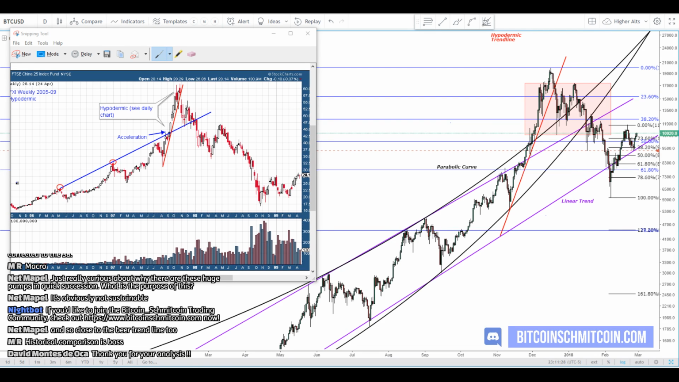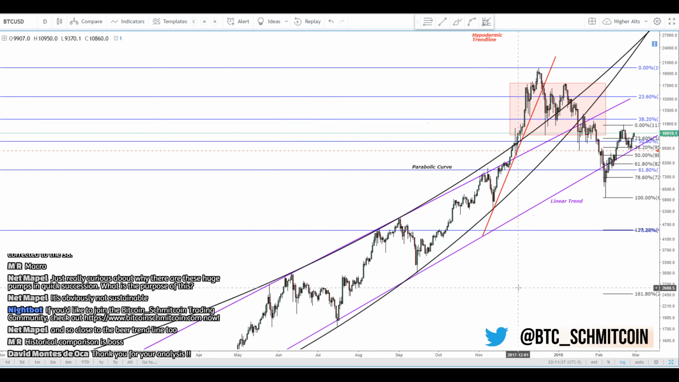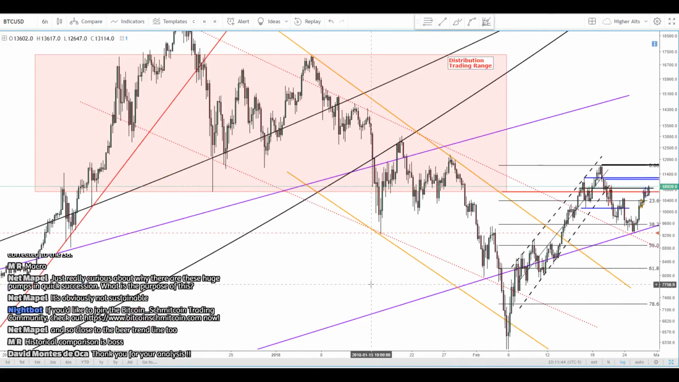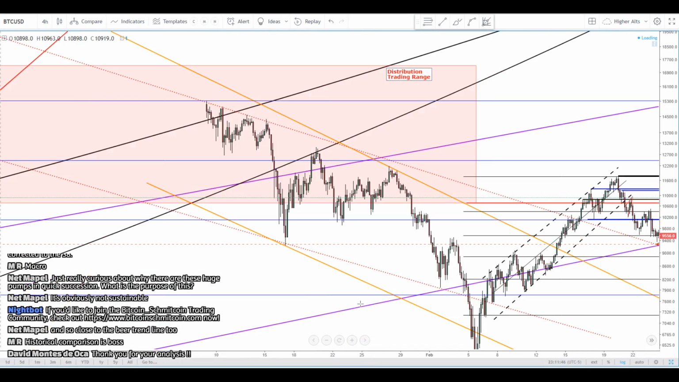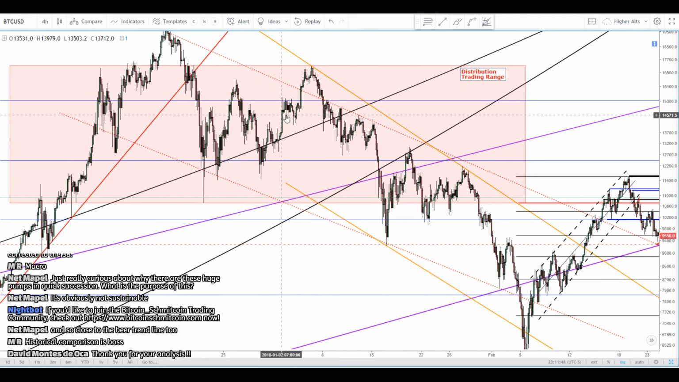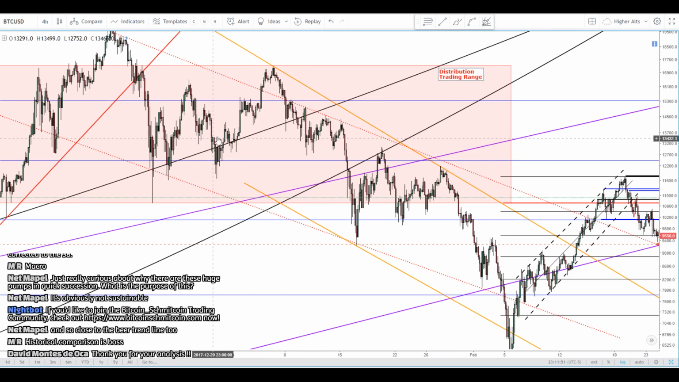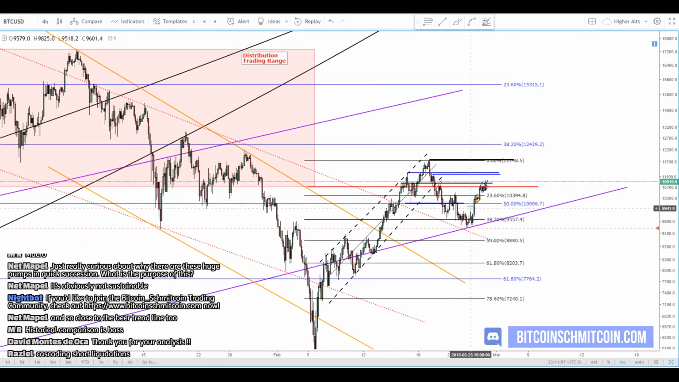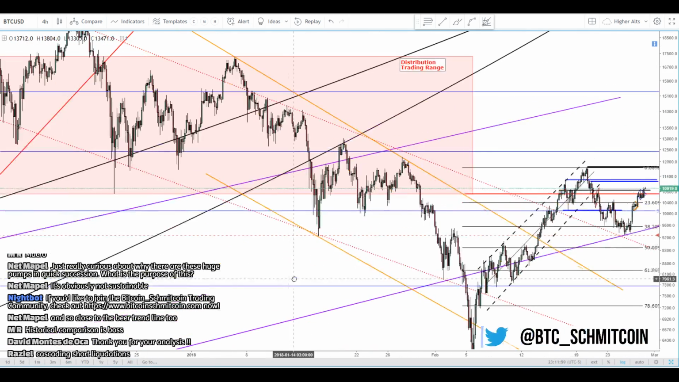Just really curious about why there are these huge pumps in quick succession. What is the purpose of these? Yeah, so the purpose is to stop out shorters. If we look at the 6-hour view of the previous distribution trading range, this happens often. We see it here, for example. Like this has happened before. We see it happen 1, 2, 3 times, and now we're seeing it 1, 2, 3 times here.